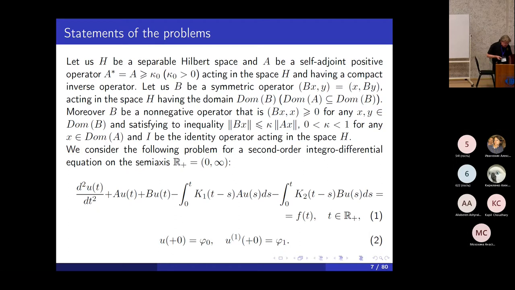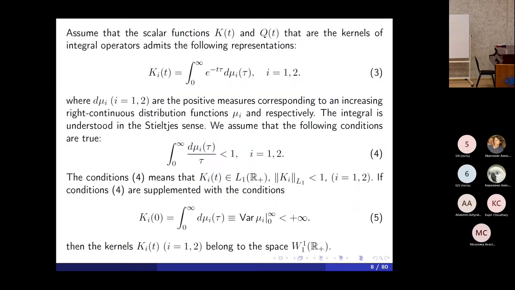Now, the strict statement of the problem. We work in an abstract Hilbert space. A is a self-adjoint operator acting in this space, having a compact inverse. B is a symmetric operator, not as strong as A, so the following estimate holds. The main equation is the following equation 1 with initial conditions 2. The kernels are represented by Stieltjes integrals, and the very important condition 4 is satisfied.